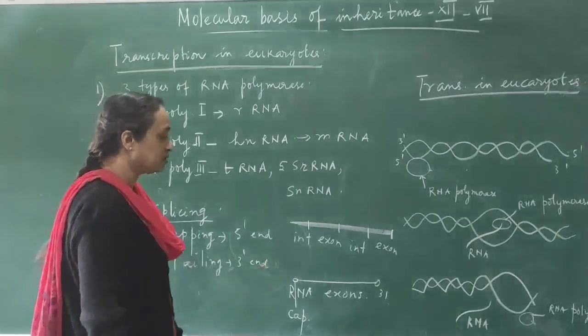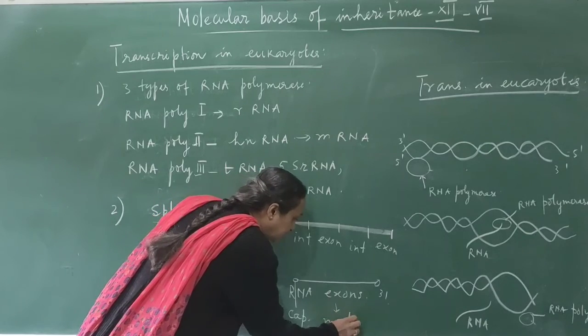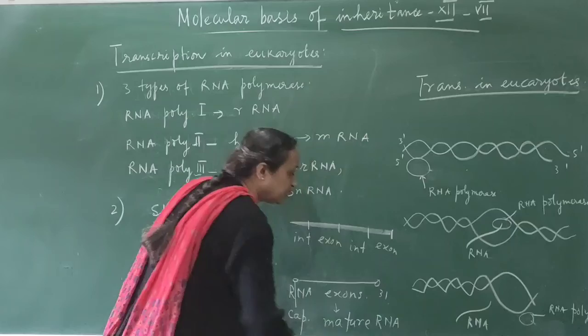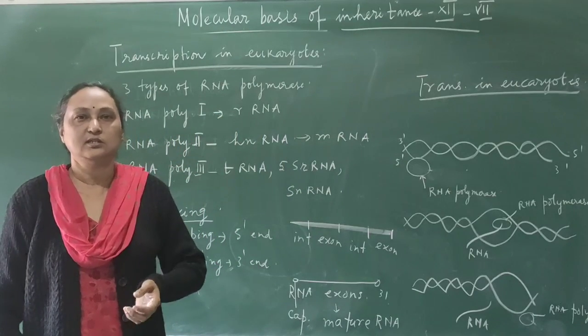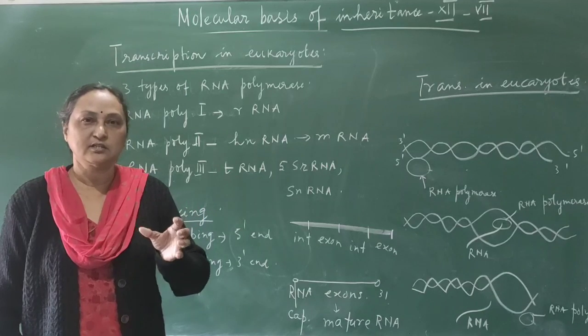So after this only, now the RNA molecule is the mature RNA, and it can participate in the process of translation or protein synthesis. So that is the difference between the prokaryote and the eukaryote transcription process.